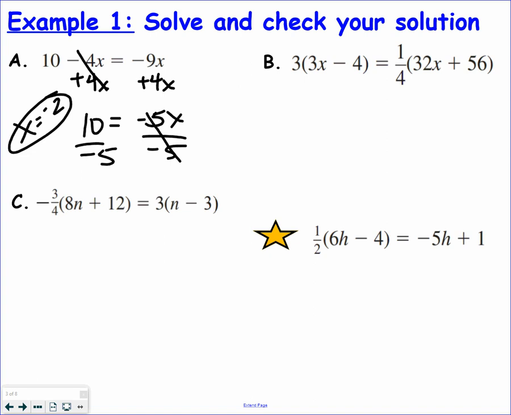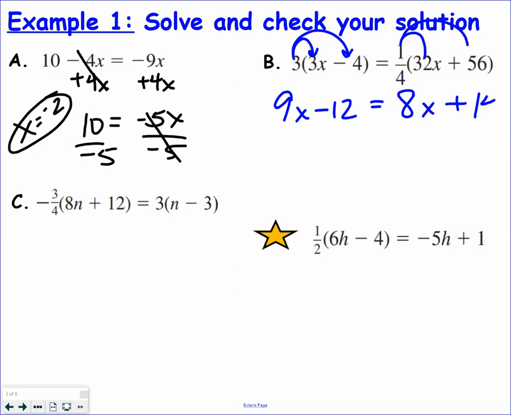Now, this goes back to what we talked about in section 1.2, distributing 3 times 3x and 3 times negative 4. So I distribute on the left-hand side. I'm going to distribute a fraction. Do not let fractions bother you. You can use a calculator. 1/4 times 32x would be 8x. 1/4 times 56 would be 14.